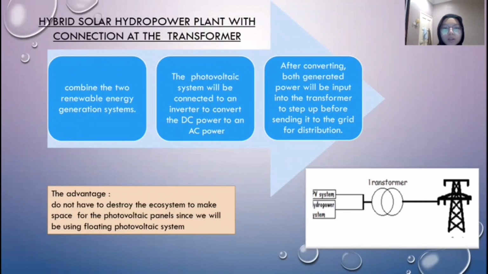Next, the photovoltaic system will be connected to an inverter to convert the DC power to AC power. After converting, both generated powers will be input into the transformer to step up before being sent to the grid for distribution. The advantage of this is that we do not have to destroy the ecosystem to make space for photovoltaic panels.